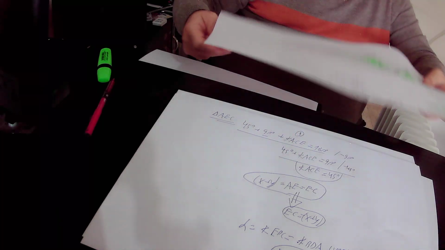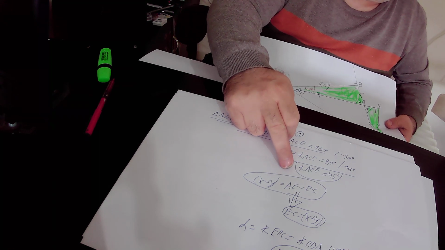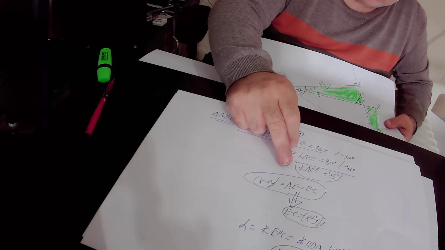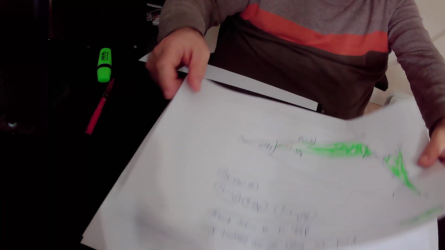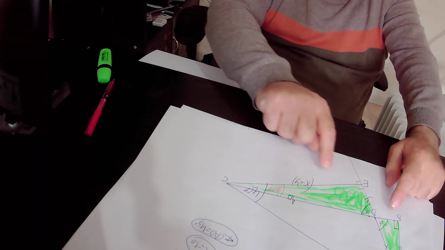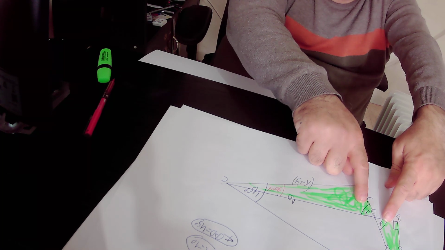But AE equals X plus Y. So from this equation, AE equals X plus Y, and we derive that EC is also equal to X plus Y.